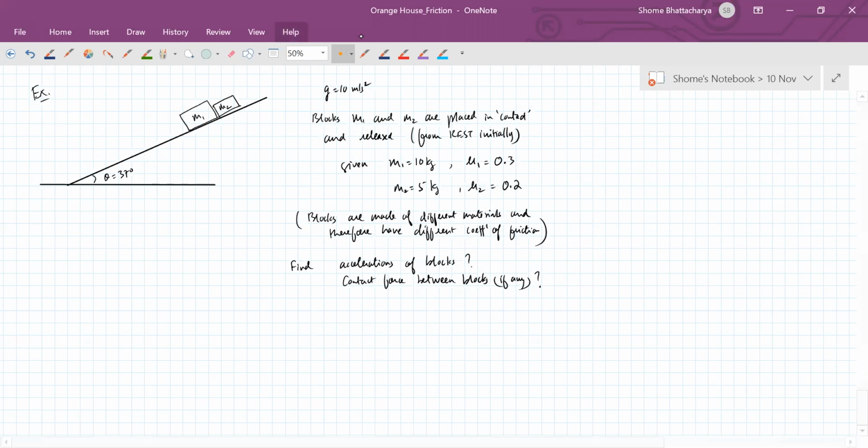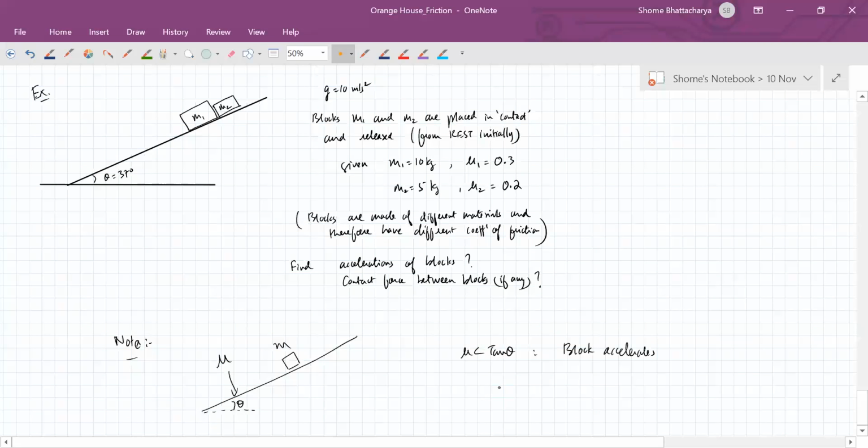Okay, so let's understand how we will analyze the problem. So one thing to keep in mind is something we already know, that if we have just a single block, okay, on a surface of angle theta, and this coefficient of friction is such that mu is less than tan theta, we know that the block accelerates. If mu is greater than or equal to tan theta, then the block remains at rest.